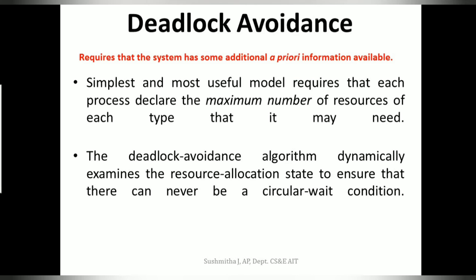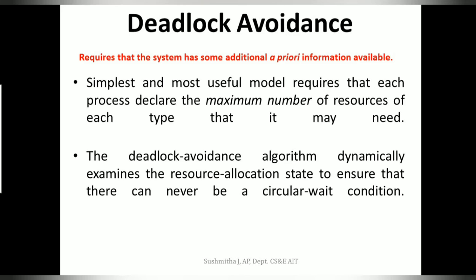So the next thing that we have is deadlock avoidance. We have seen that in the methods of handling deadlock, we had deadlock prevention and deadlock avoidance, which is actually trying to stop the system from entering into the deadlock state. We have seen the methods for prevention. Now let us see the methods for avoidance. How could we avoid the deadlock?